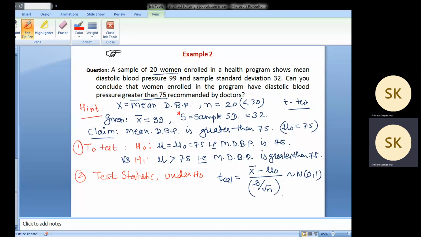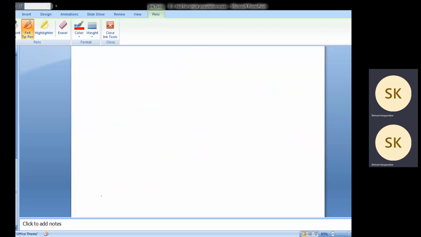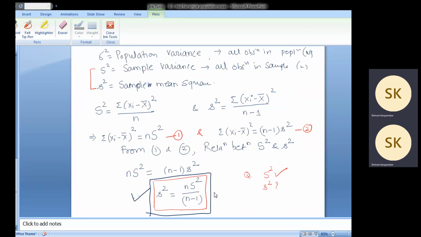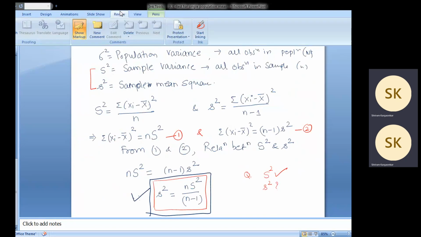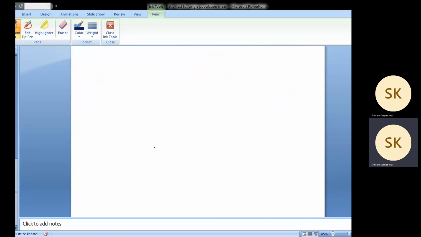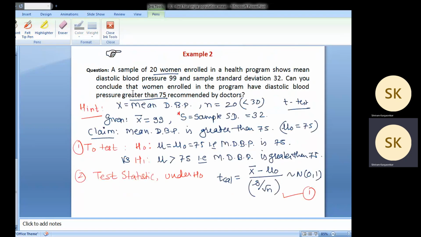Let's call it 1. Here we have to use the relation between the sample standard deviation and the sample mean square, the relation which we have proved here. This relation we have to use. Okay. This relation says the sample mean square is equal to n s square upon n minus 1. So we will use this relation for the calculation.